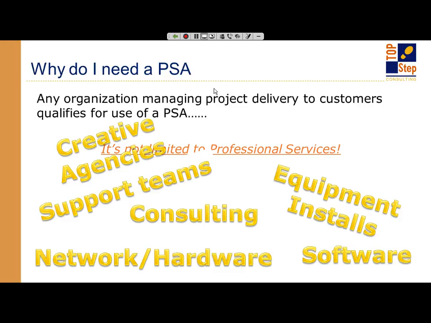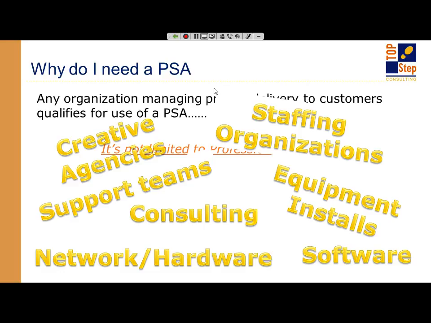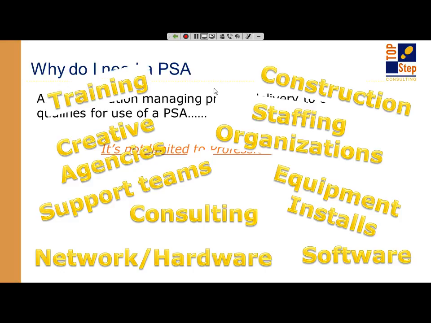paper, physical mail, snail mail type promotions on paper, staffing organizations looking to track the resources they have in-house and who needs those resources. Construction companies that flip houses, those are all projects that need time capture and have activities built out, and training organizations. So there's quite a wide variety of people who have projects and do project work for a customer, and a PSA tool actually can meet the needs of those types of companies.